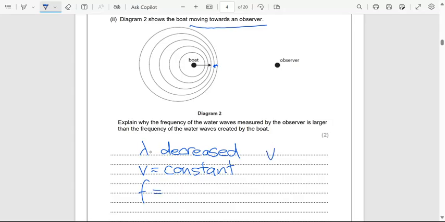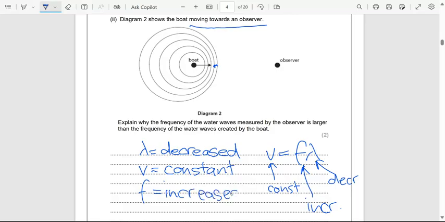It's going to this formula here, right? So we've got v equals f lambda. If this number over here is constant and this number over here decreases, then the only way that that can happen is if this number here increases. So there we go. The frequency increases. Okay. Now careful, it's nothing to do with how far away the boat is from the observer. It's all to do with the direction that the boat is moving in, right? So when it's moving towards the observer, then the observer will observe an increased frequency.